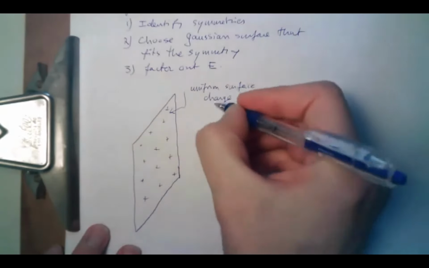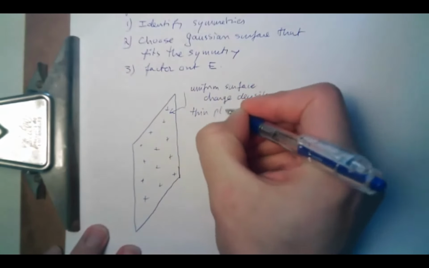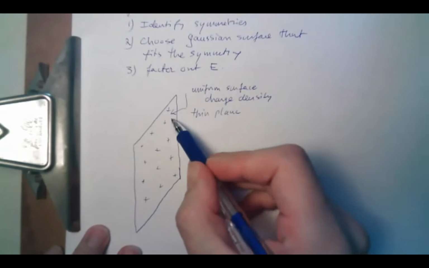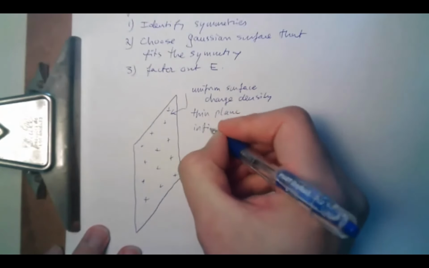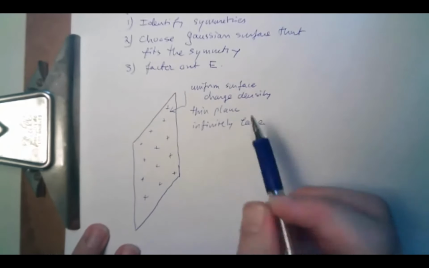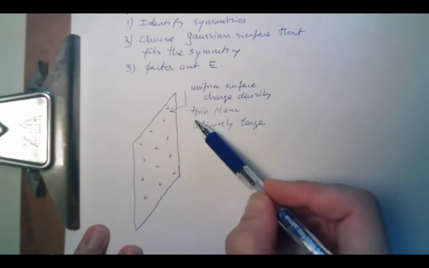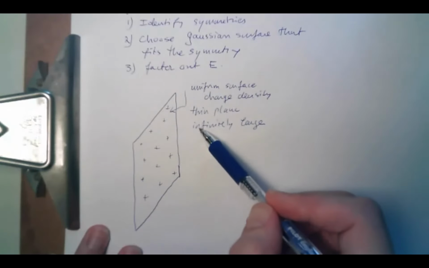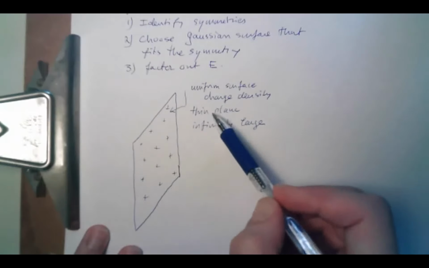And it's a thin plane. So in the limit of the thickness going to 0, it's infinitely thin. And it's also infinitely large. Okay, now these clues are supposed to be enough of a hint to determine what this electric field is going to look like. So the first is the thin plane.